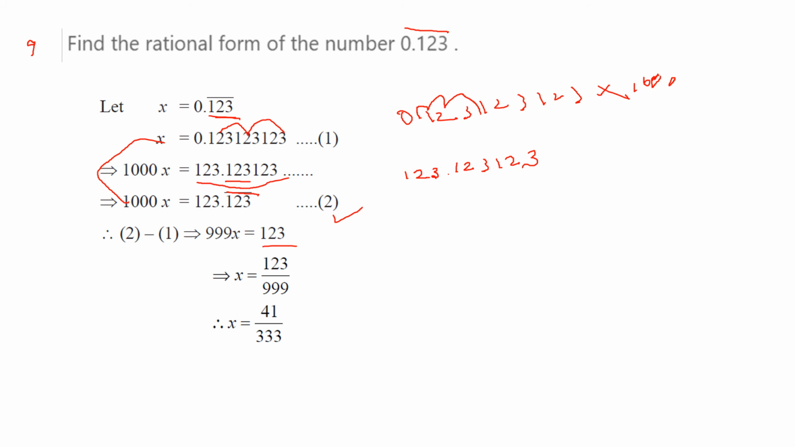So next step, x equal to, the left hand side 999 is multiplied, it will go to the right hand side and divide. So x equal to 123 by 999. You cancel with 3, 33. Here 4 3s are 12, 1 3 is 3. So x equal to 41 by 333.